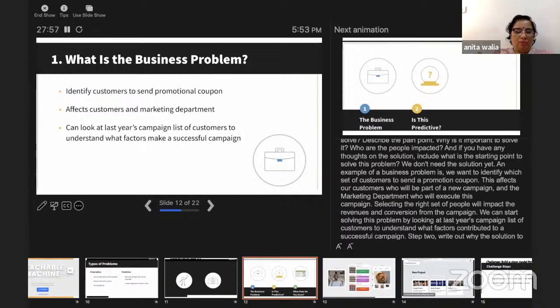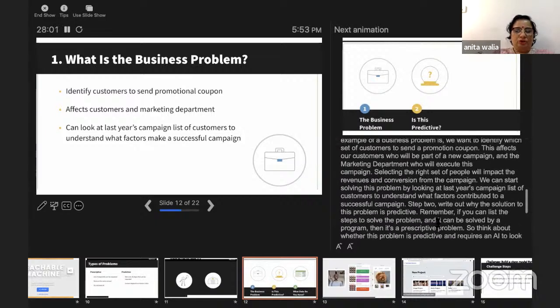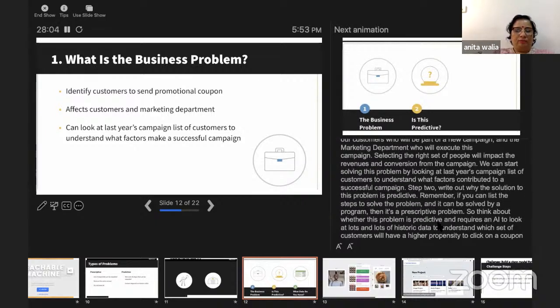Now, in order to come up with a campaign to increase the revenue and the conversion rate, they have to look into solving this problem, and they get the solution from last year's campaign list. From that list, they can get the customer list, and they can also identify the factors that can lead to a successful campaign and an increase in sales.